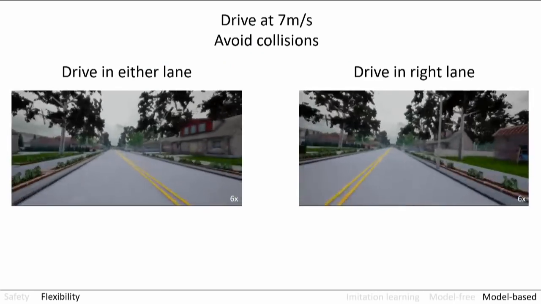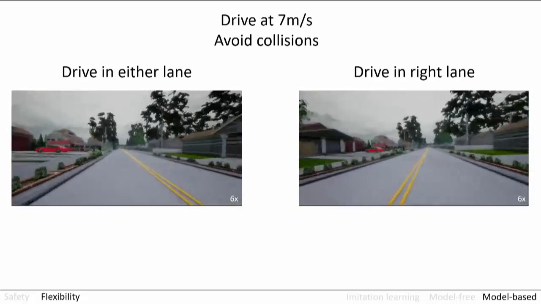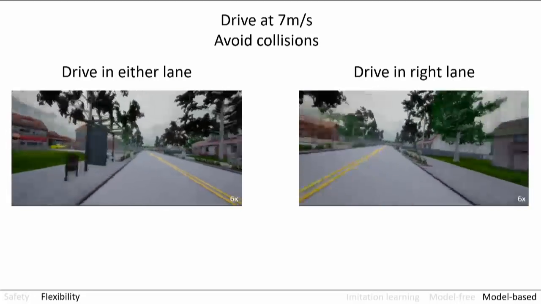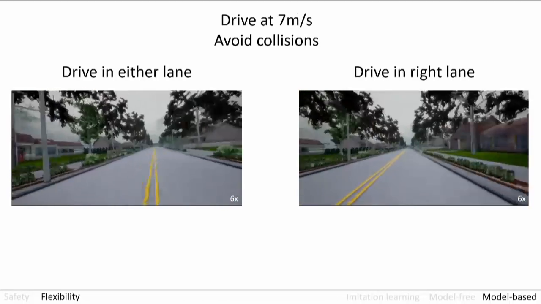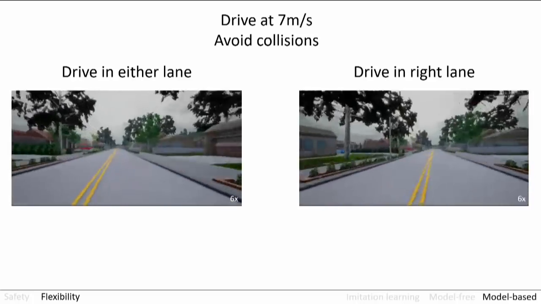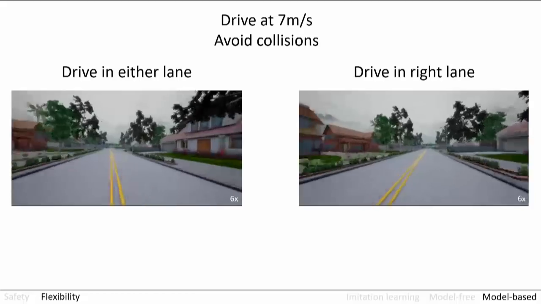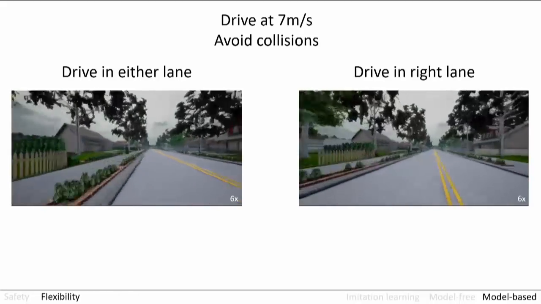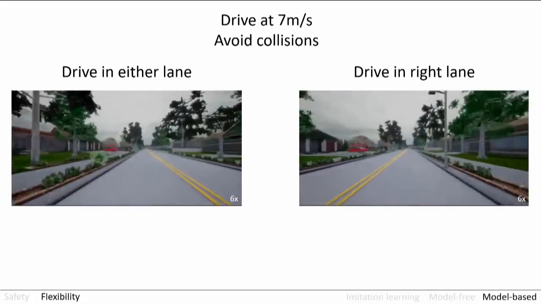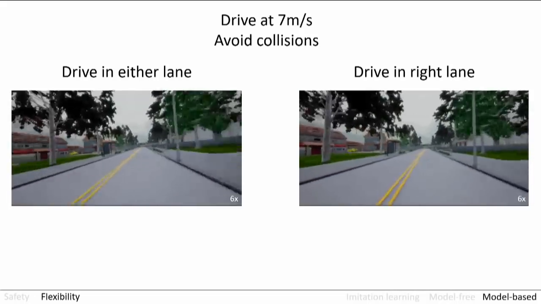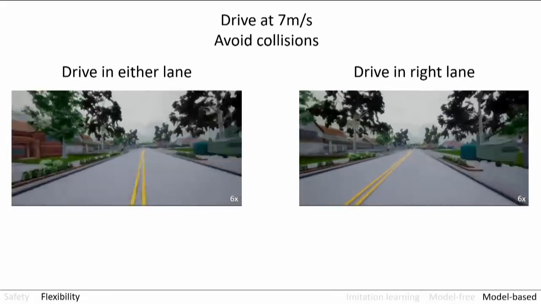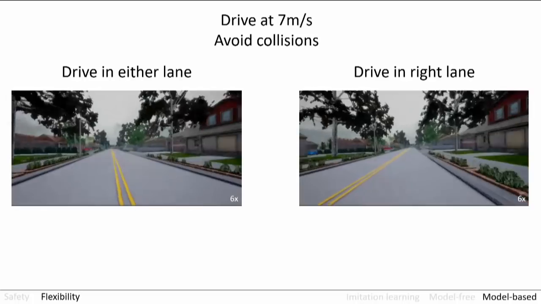And to showcase an example of flexibility, we had one model, and we said to both models, drive at 7 meters per second, avoid collisions, and drive either in both lanes, like it doesn't matter, or just drive in the right. And as you can see, with a single model, just by changing the reward function, we can actually get qualitatively different behavior. And this is kind of the whole motivation about flexibility that we wanted.